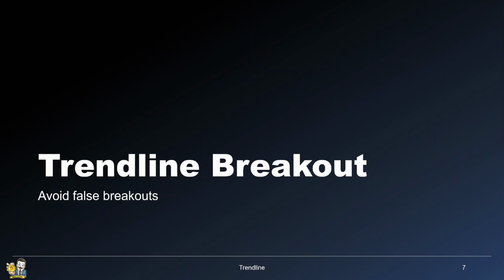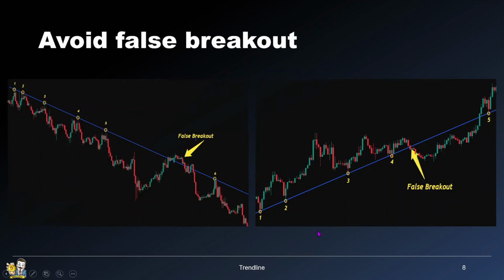Let's see now the trendline breakouts and how to avoid false breakouts. A false breakout occurs when price breaks the trend line to finally come back to the trend line, as these pictures show.